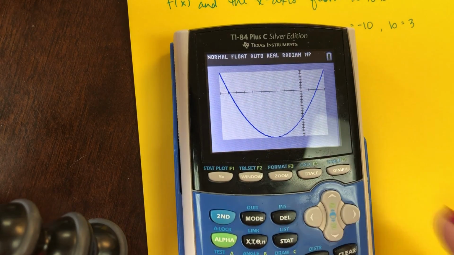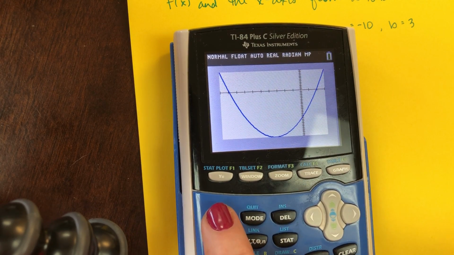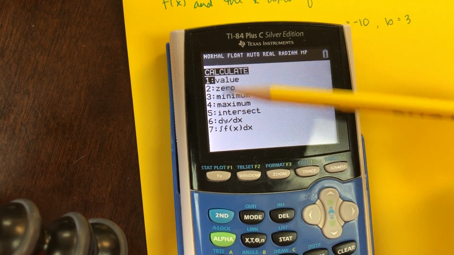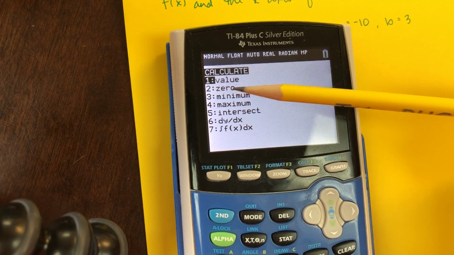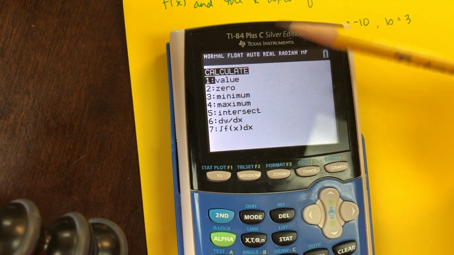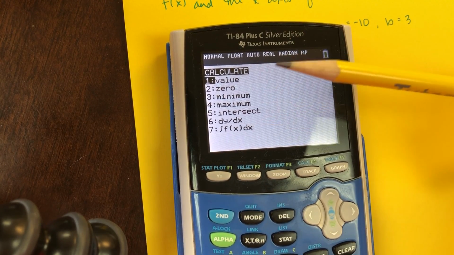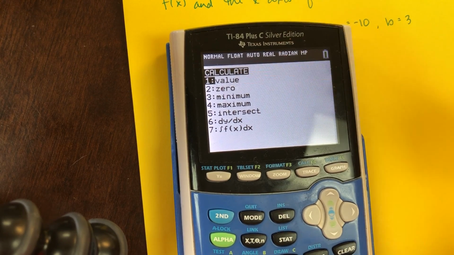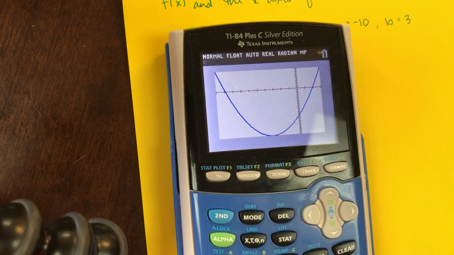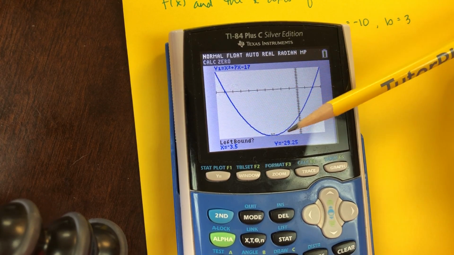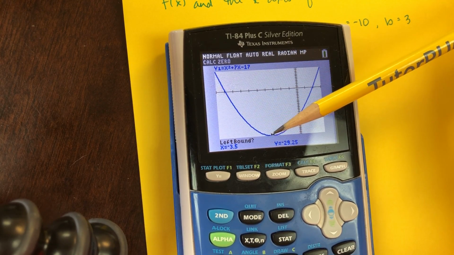So the way you do that, it's second and the trace button, or second calc, however you want to think about it. So I'm going to hit second calc, and I have this menu that pops up, and I want to select item number 2, which is 0, because where a graph crosses the x-axis, that's an x-intercept. It's also called a 0. So I want to select 0. And as soon as I do that, it takes me back to my graphing screen. But down here, my cursor's somewhere. It could land anywhere. You never know.